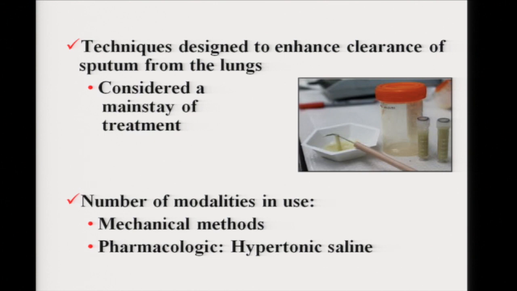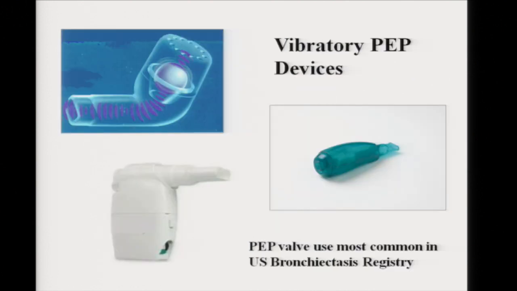We think of it, and I think this is really universal, both in the United States and the United Kingdom and all across the world, as a mainstay of therapy. But unfortunately, there's not a lot of research to prove that in an unambiguous way. So there are a number of modalities in use, some mechanical methods. We've talked about some drugs, including hypertonic saline. The vibratory PEP devices, which you can see here, are the most commonly used in the United States through the U.S. Bronchiectasis Research Registry. But importantly, only about 56% of the patients in our registry were on airway clearance, and that's, I think, woefully inadequate moving forward.